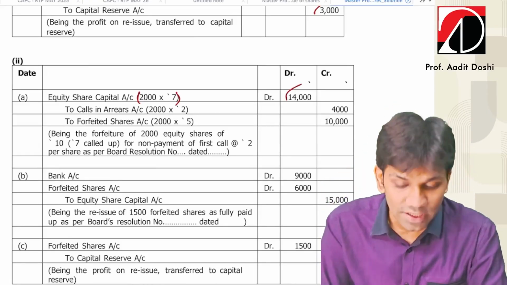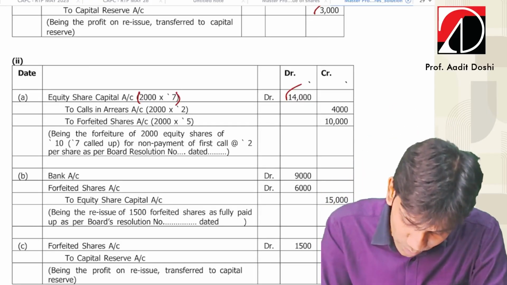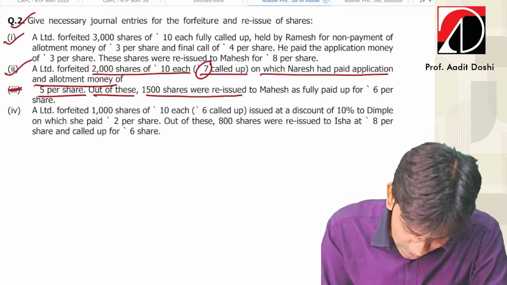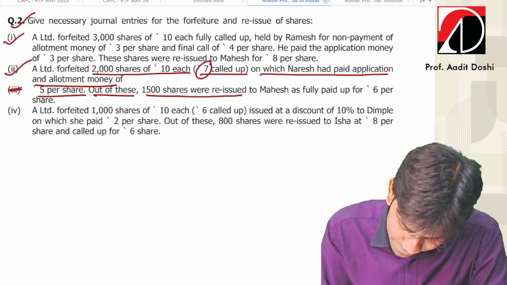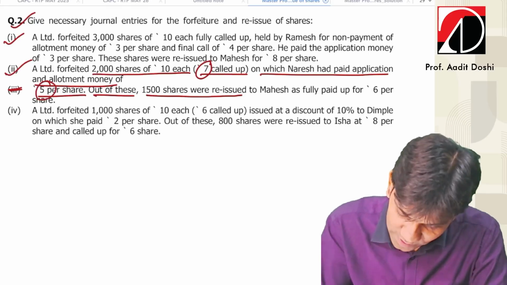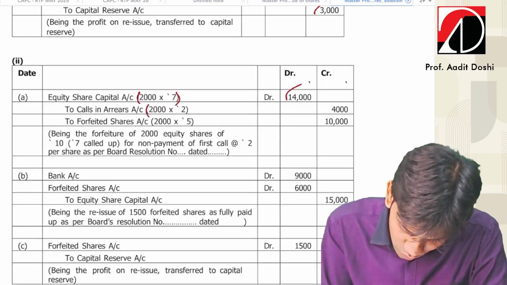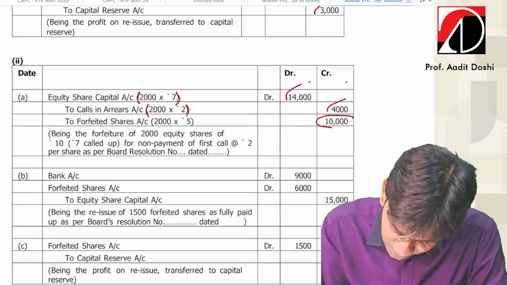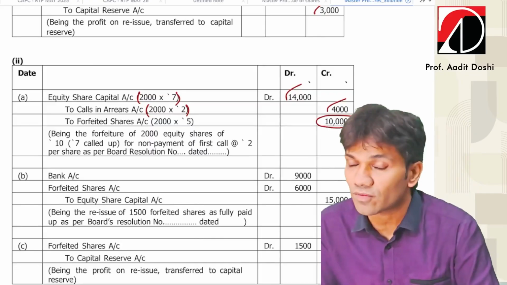In calls in arrears, he did not pay what? He did not pay 2 rupees because he paid 5 rupees. So in calls in arrears, 2,000 into 2, 4,000. And the balancing figure, that is 2,000 into 5, forfeited shares.